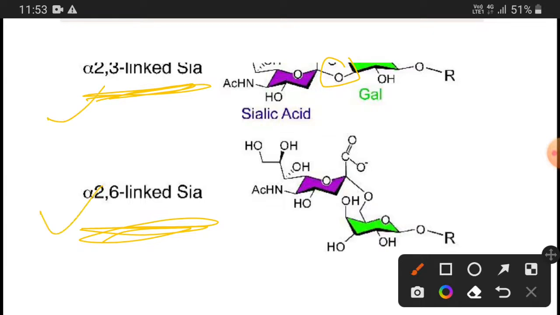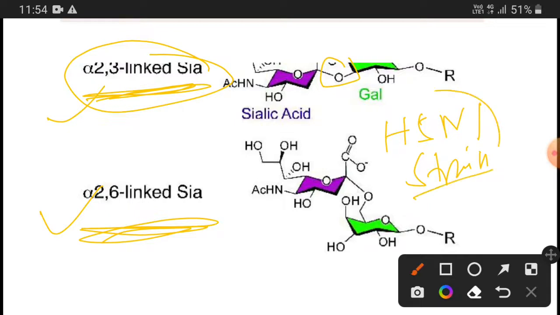For example, the alpha 2,3 linked sialic acid and galactose linkage will be specifically recognized by the hemagglutinin present in the H5N1 strain of the influenza virus. That means the strain which is present in avian influenza virus, right? But this type of linkage, the alpha 2,3 linkage, is present deep within the respiratory tract of the human. And that is why the H5N1 strain, despite being very deadly, is rarely transmitted from human to human.